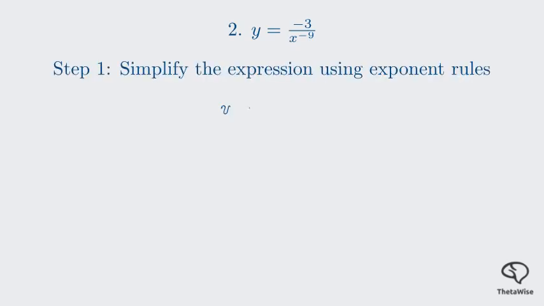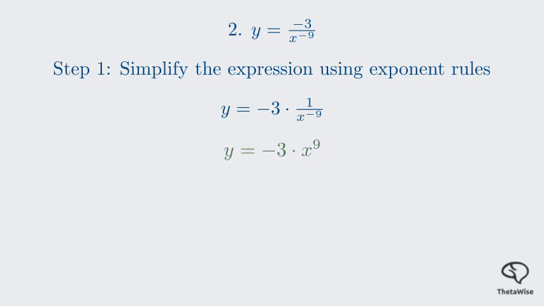Let's move on to our second example. This one also uses the power rule, but it requires a bit of algebraic simplification first. Our function is y equals -3 divided by x to the power of -9. Again, our goal is to get this into the form of a constant multiplied by x to a power. We can use the rule of exponents that states 1 over a to the power of m is equal to a to the power of -m. Applying this, 1 over x to the -9 becomes x to the positive 9. This gives us y equals -3 times x to the power of 9.